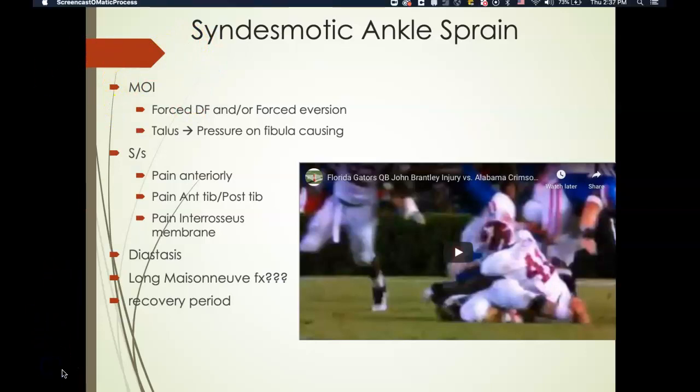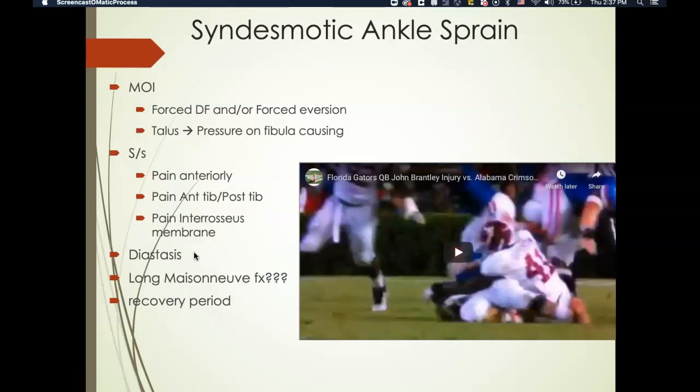You may have noticed that I skipped something intentionally on this slide, and this is the long Mason-Nuvi fracture. And I want you to think about the not so obvious here, like we did with the lateral ankle sprain. If we load the distal tibiofibular joint in dorsiflexion, and we have a widening of those joints, I want you to think proximally what could happen at the proximal tibiofibular joint.